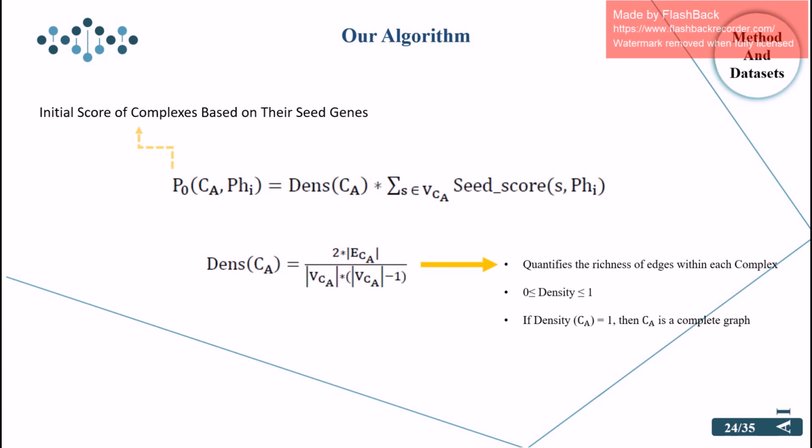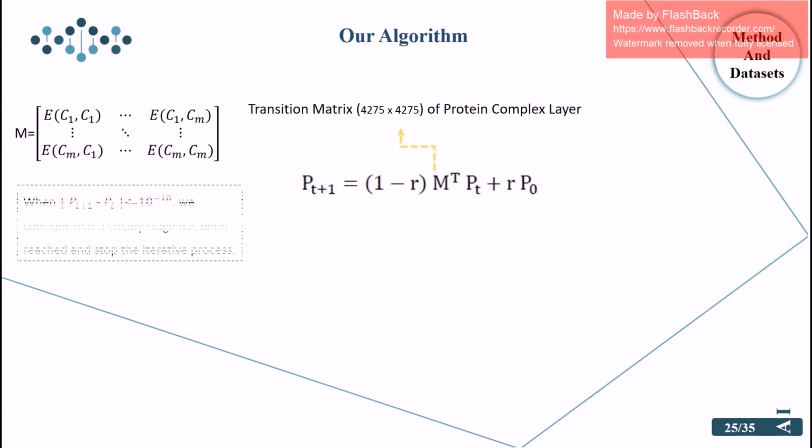Okay, now it's time to use RWR on our protein complex network. M here is the transition matrix of protein complex network. P0 is the initial probability, and we set R to 0.8, and then we run our algorithm. When the difference between pt plus 1 and pt becomes lower than 10 powers minus 10, we consider that a steady stage has been reached and stop the iterative process.